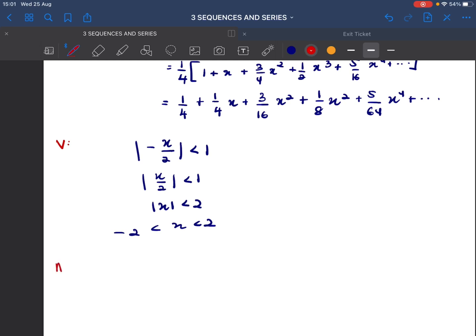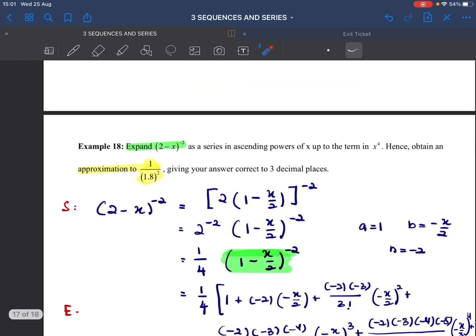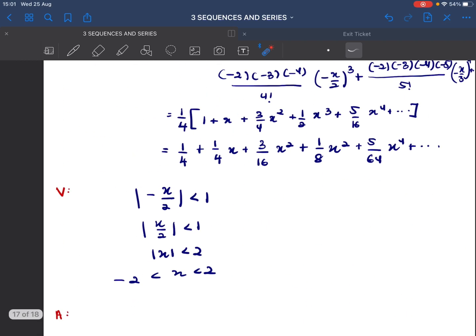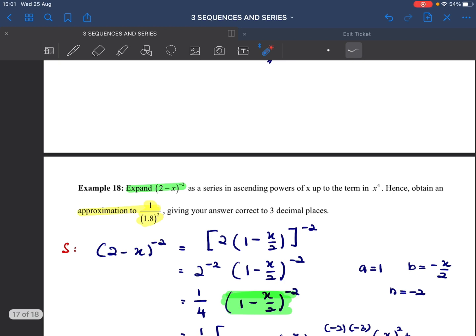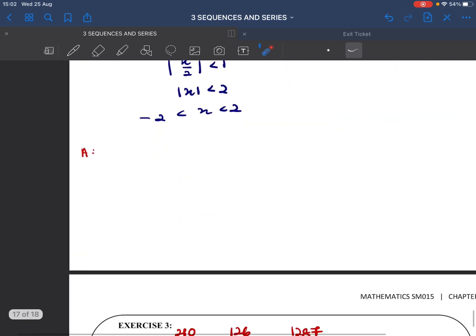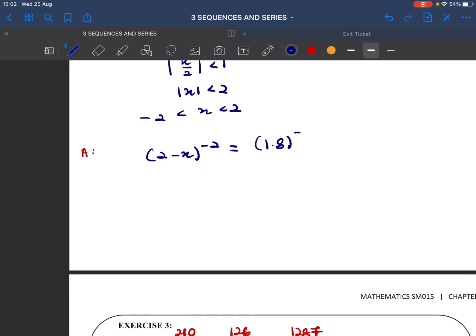so now the last part is we are going to approximate. So we know that our x is not given in the question, but the question said to find 1/1.8 squared. Okay, so as I said before, that if x is not given, we have to do the comparison. Okay, do comparison. So how we are going to compare the value that the question asked with what we have here. We have 2 minus x to the power of negative 2. Okay, so we have 2 minus x to the power of negative 2 is equals to 1.8 to the power of negative 2.